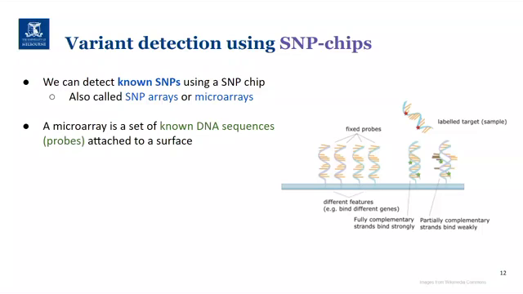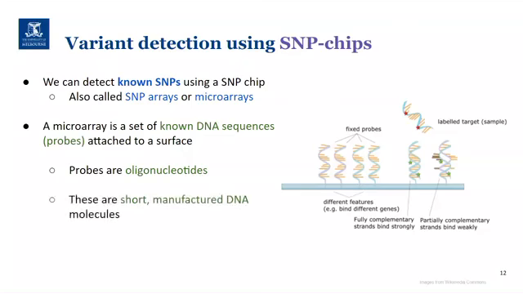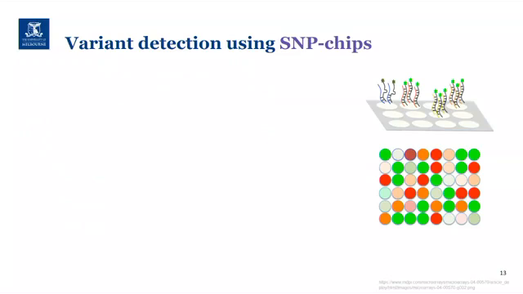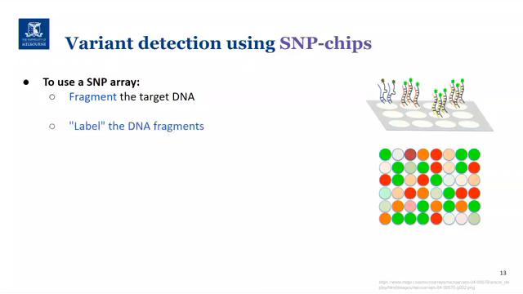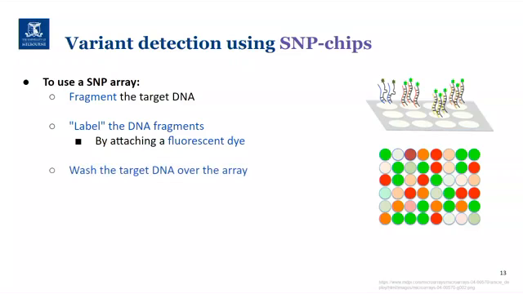The main idea is that the microarray will be a set of known DNA sequences, or probes, that are fixed to a surface. These probes are single-stranded oligonucleotides, short and manufactured DNA molecules. So they're tailored to identify specific SNPs, let's say, in specific genes. Variant detection with this will be the following. In order to use it, we'll fragment the target DNA we have and label these DNA fragments with fluorescent dyes by attaching them to the end, and we'll wash our target DNA over this array, which has a lot of probes there.